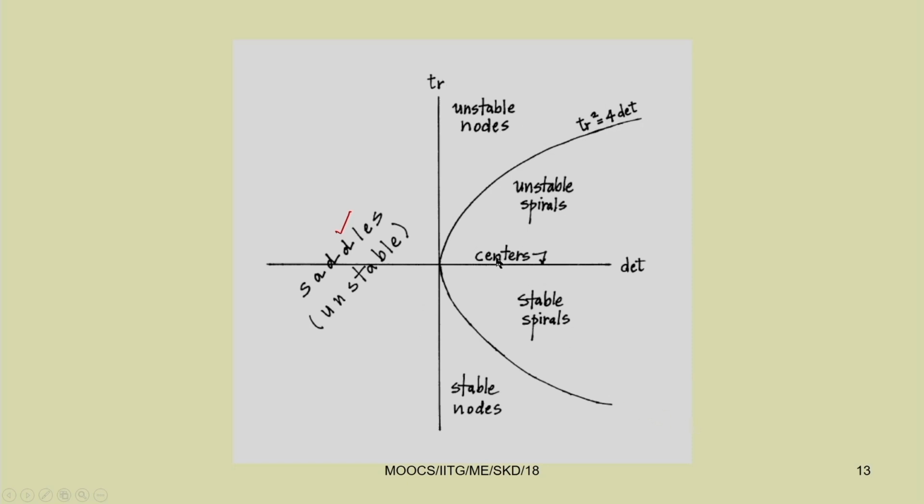So, here it will be centers, unstable spiral, stable spiral. If it is in this region it will be stable spiral. In this region it will be stable nodes above this line. On this line it is center, and it is unstable spiral and unstable nodes. Nodes is imaginary part equal to 0. So, if the eigenvalue has 0 imaginary part, actually you will get that thing.